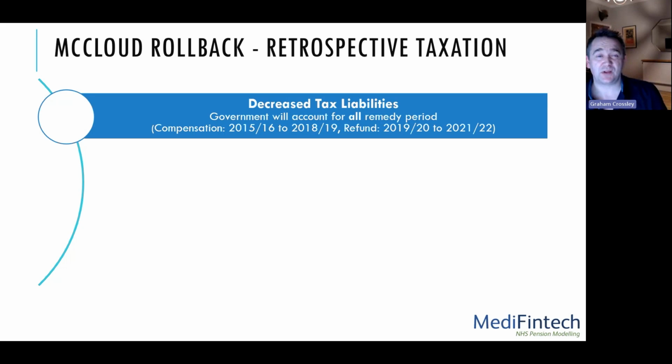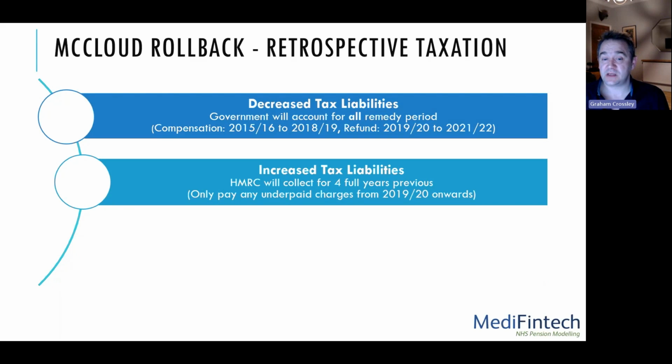Ordinarily, under self-assessment, you can only go back for 4 years, but government has said that they will compensate for all of the remedy period. There will, however, be some people who have an increased tax liability. Typically those who have got mental health officer status that had that doubling after 20 years, or even new consultants towards the end of that remedy period. Now, HMRC have said that they will only collect for 4 full years previously.